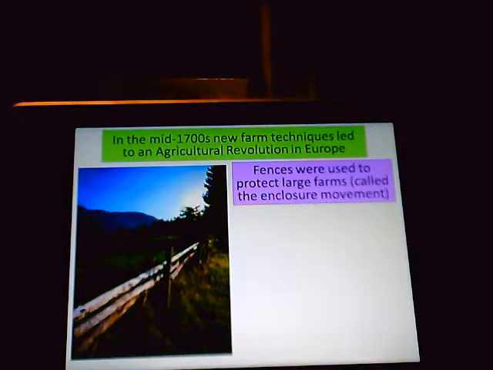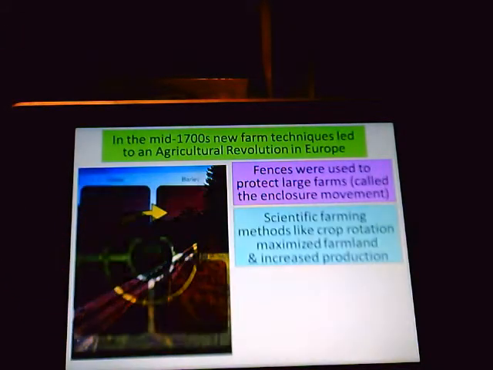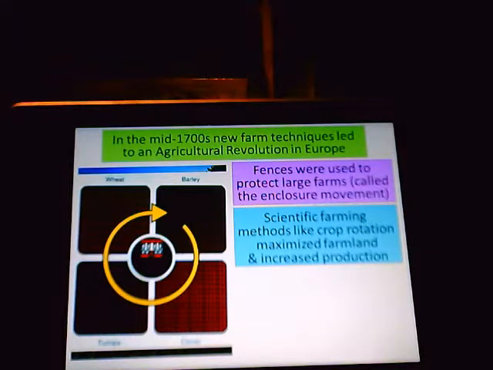But in the mid-1700s, new techniques helped to cause enclosures, which were basically large farms, which you might want to be writing down now because it's a vocabulary word. Good job. And then another one, scientific farming methods like crop rotation maximized farmland and increased production.